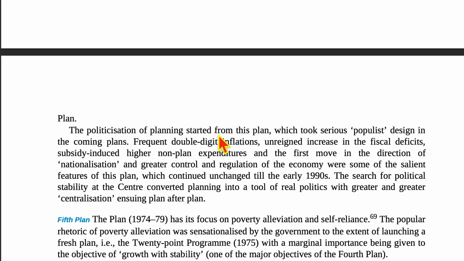The politicization of planning started from this plan, which took a serious populist design in the coming plans. Frequent double-digit inflations, unreined increase in the fiscal deficit, subsidy-induced higher non-plan expenditure, and the first move in the direction of nationalization and greater control and regulation of the economy were some of the salient features of this plan, which continued unchanged till the early 1990s. The search for political stability at the Centre converted planning into a tool of real politics with greater and greater centralization, plan after plan.